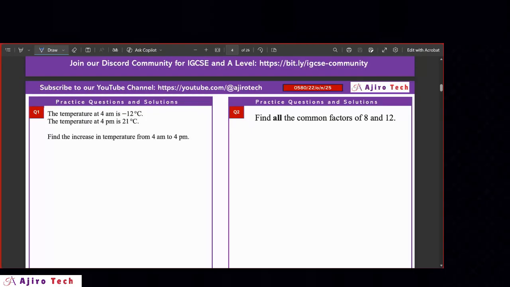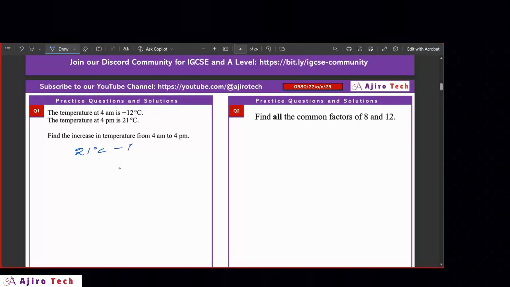to 4 p.m. So what we do here is find the difference between the temperature at 4 p.m. and at 4 a.m. So that would be 21 degrees Celsius minus negative 12 degrees Celsius. And this will give us 21 degrees Celsius plus 12 degrees Celsius, which is 33 degrees Celsius for this question. So the answer to this question is 33 degrees Celsius.